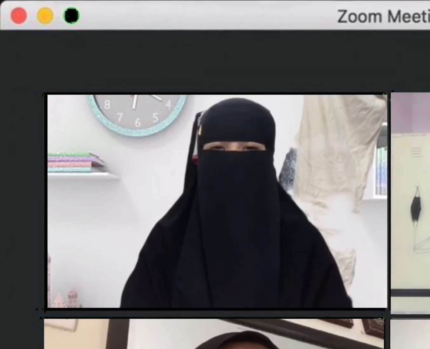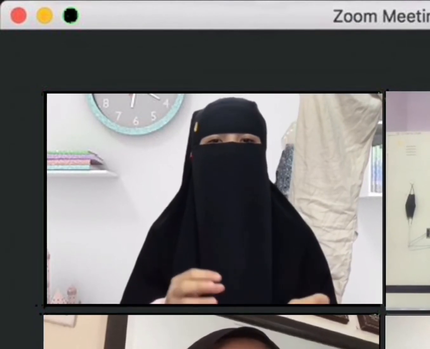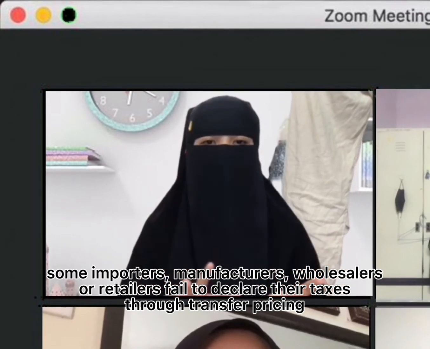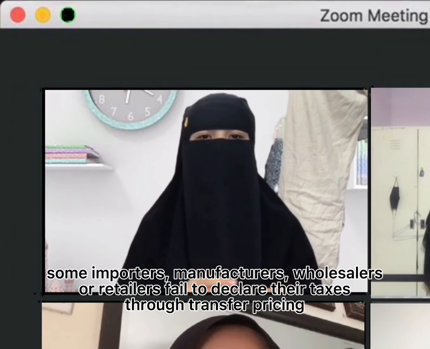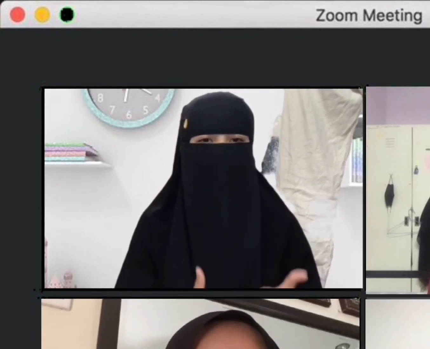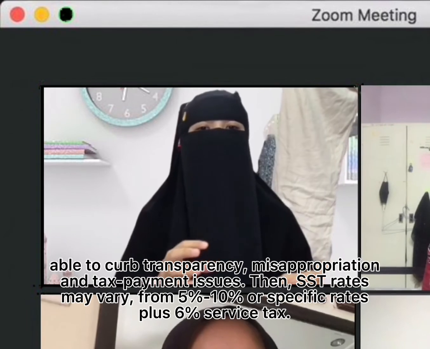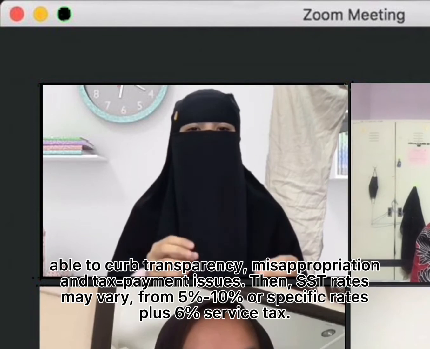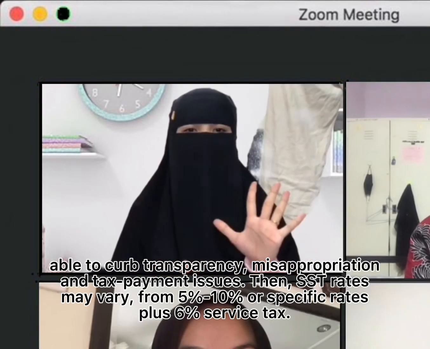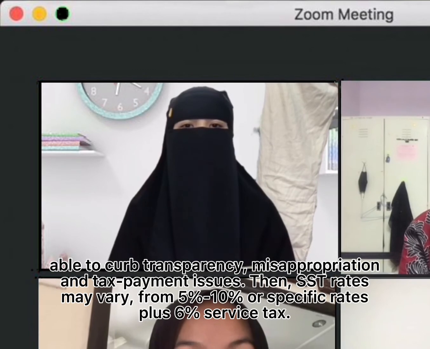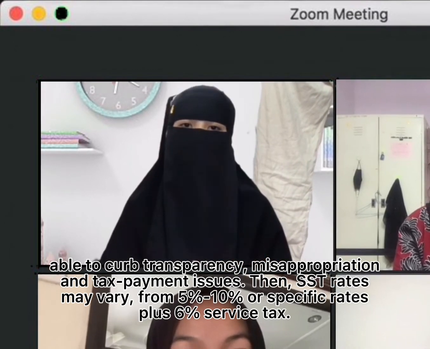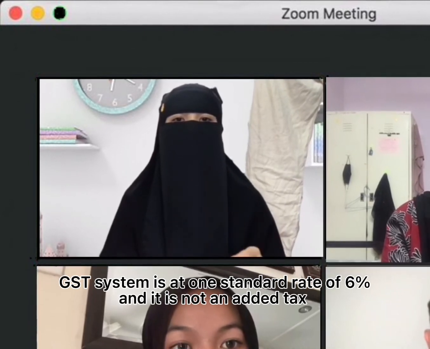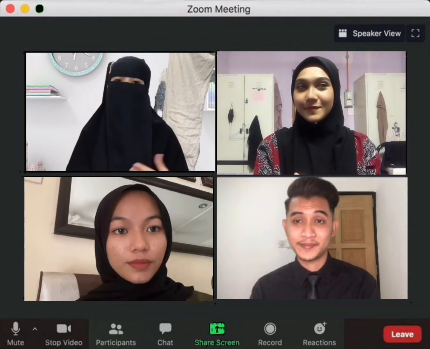Thank you to the moderator. Okay, the next difference is for SST. Some importers, manufacturers, wholesalers or retailers fail to declare their taxes through transfer pricing. Meanwhile, GST is able to curb transparency, misappropriation, and tax payment issues. Then, SST rates may vary from 5% to 10% or specific rates plus 6% service tax. The GST system is at one standard rate of 6% and it is not an added tax. I leave it to the moderator.